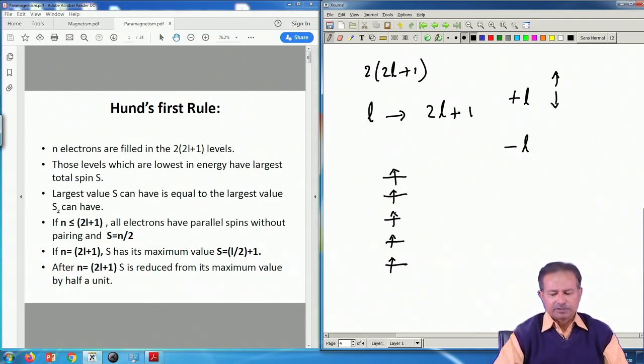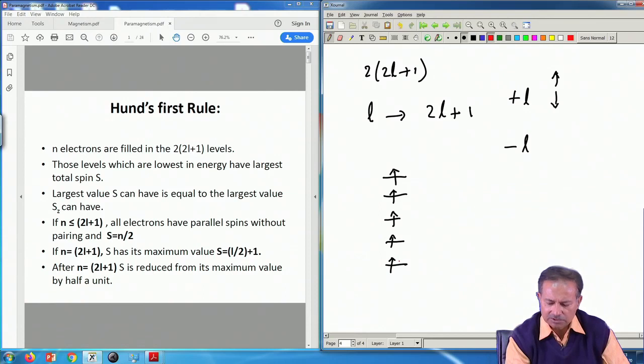So, here for example, it is 5 by 2. All 5 are up. So, this is the maximum value of S, where each S is plus half for an electron. So, 5 of them, and you will get this value. Okay. So, after this you will have to reduce your maximum value by a half unit, remember. That is what it says, that S has to reduce by half.